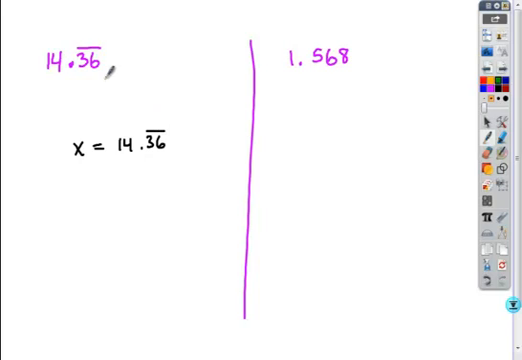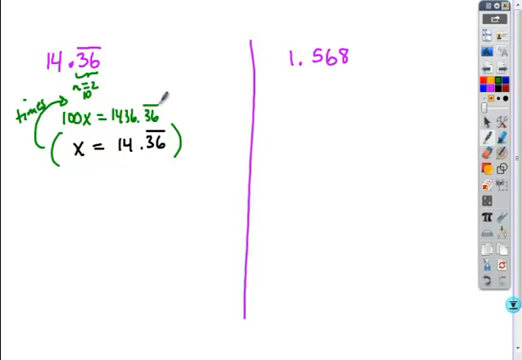Once you establish that, you identify how many digits are repeating. In this case, there's 2 repeating digits. So I'm going to take 10 to the power of 2, which is 100, and I'm going to multiply that by both sides of this equation. So if I take this equation and I multiply it times 10 to the power of 2, I get 100x. And here, when I multiply by 10 to the power of 2, it moves the decimal 2 places to the right. So I get 1436.363636. Again, that pattern of 36 will continue. So as I move the decimal here, it will still have a 36 after it.